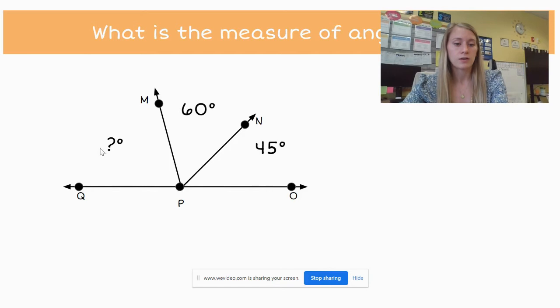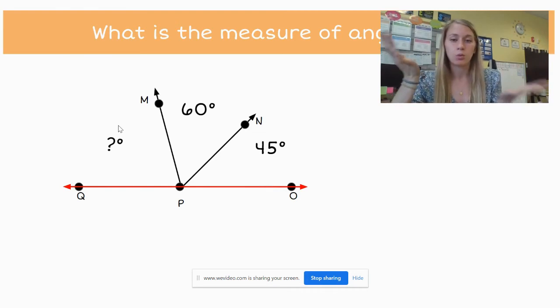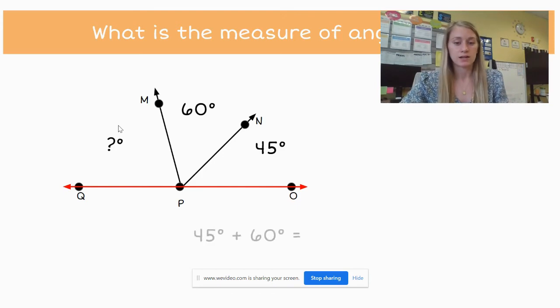So we're trying to figure out this question mark right here, that angle. Well, first, we need to figure out, do we know the total amount? We do. If you look at QPO, the total amount of degrees that a straight line is, if you said 180, nice job. So we know the total is 180. Now, what do we do with the pieces that we do know? We're going to add them up and then subtract them.